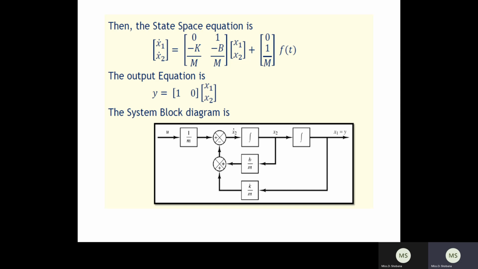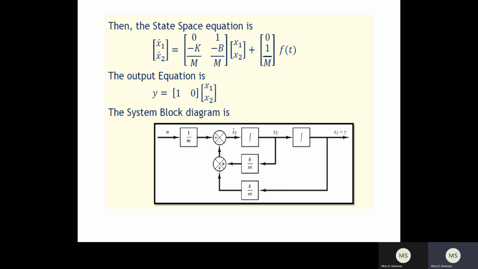Now you have to write the output equation. The output is directly given in the mechanical system as displacement, so that is considered as x1. x2 is not available, therefore you get that as 0. So this will be your output equation. The output model and state model have been drawn, so we have obtained the state model. Then we can draw the relevant block diagram.